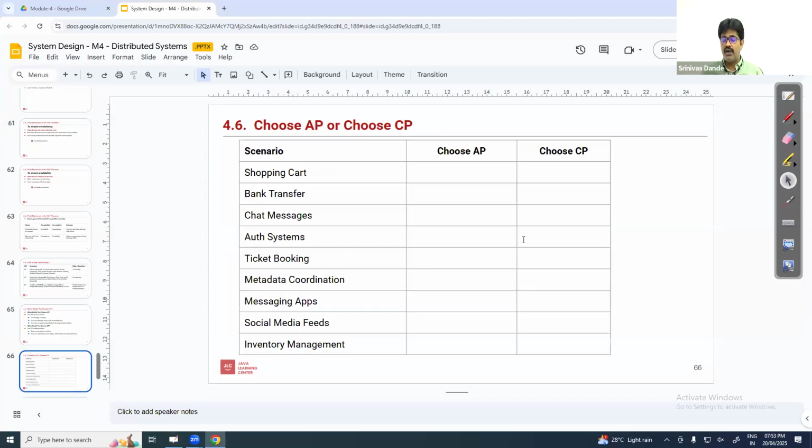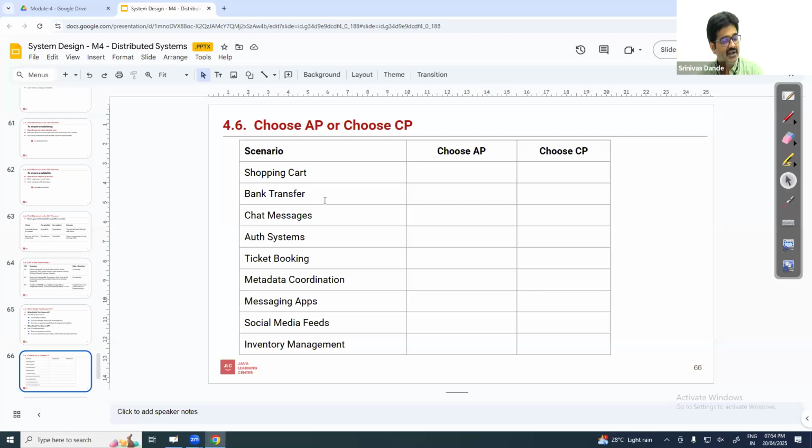Okay, let's start. I have a table for you. You want to build a shopping cart. Tell me what do you want now, AP or CP for the shopping cart? There is a partition between the students. You are selecting this and that. So I am not writing because you are divided. At least go to the next, bank transfer.